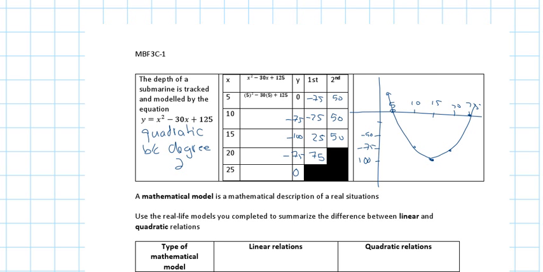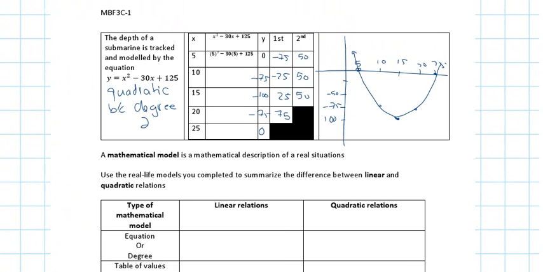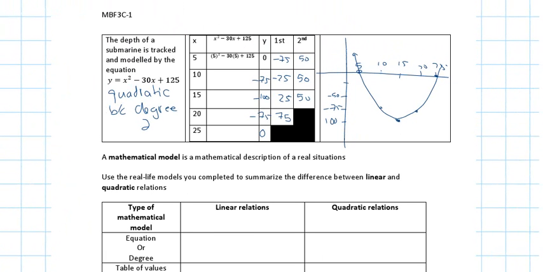For which one? For 25? Try it again on the calculator. Should be 0. You're putting 20, not 25. Okay? All right.